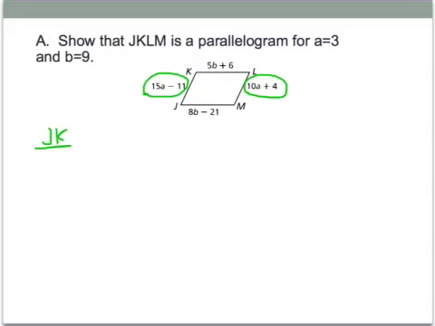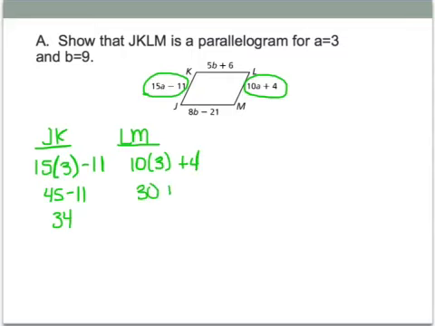So J to K. If I plug in 3 in place of A, it should give me the same value, hopefully, as the distance from L to M. Well, 15 times 3 is 45. And then I have minus 11, and I get 34. Now let's find the length from LM. I'm going to plug 3 in for A. 10 times 3 plus 4. That's 30 plus 4, which is 34.